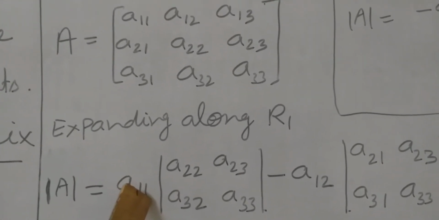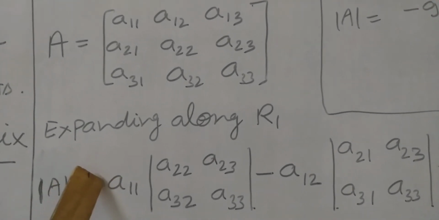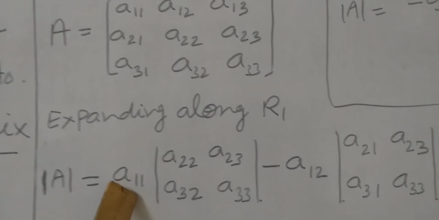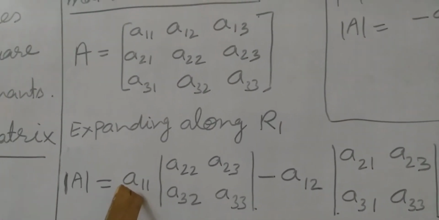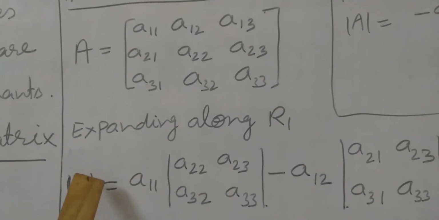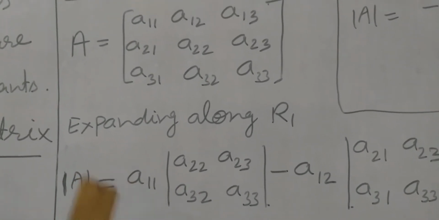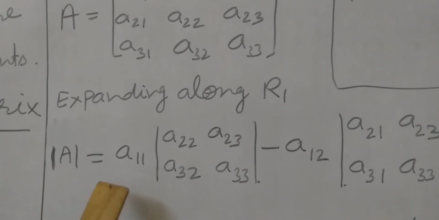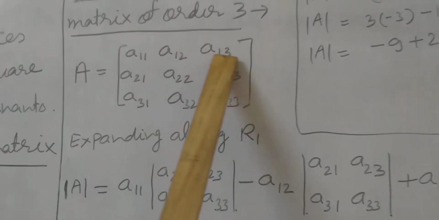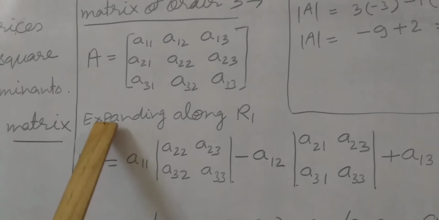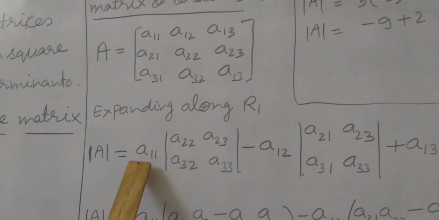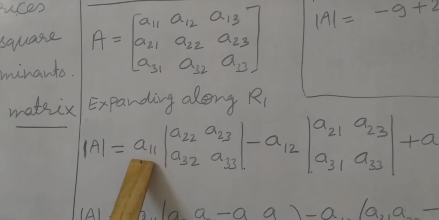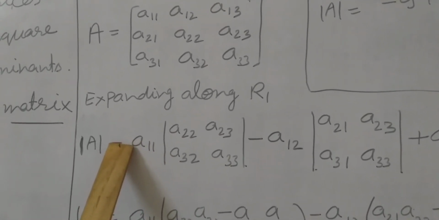2 is an even number, so plus sign will be here. If the addition of value of i and j is an odd number, then we have to put minus sign, student, before it. Correct? So A11 along first row we are going to expand it. So A11, add both of them, 1 plus 1, 2. 2 is an even number, so we have to put here plus sign.